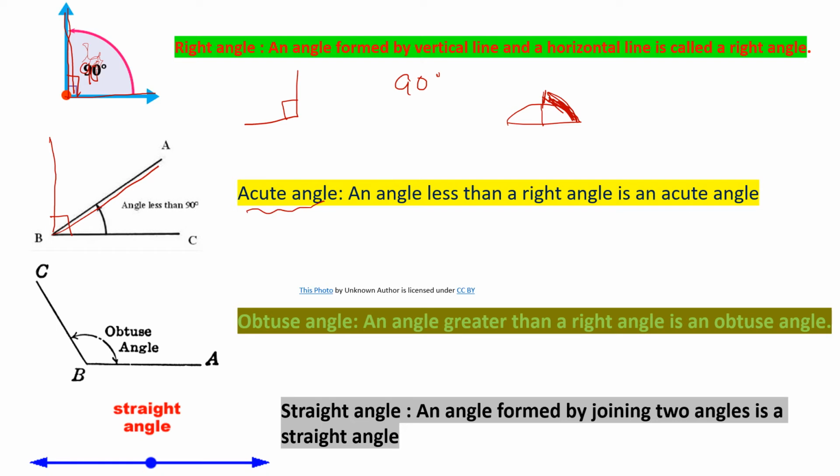And here, obtuse angle. Your 90 degrees is here and this is more than 90 degrees. Yes or no? More than 90 degrees, so this is known as an obtuse angle.